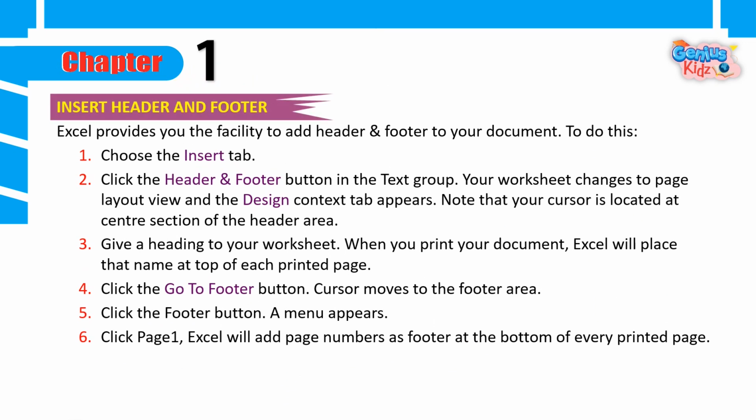Insert header and footer. Excel provides you the facility to add header and footer to your document. To do this, 1. Choose the Insert tab. 2. Click the header and footer button in the text group. Your worksheet changes to page layout view and the Design Context tab appears. Note that your cursor is located at center section of the header area. 3. Give a heading to your worksheet. When you print your document, Excel will place that name at top of each printed page.